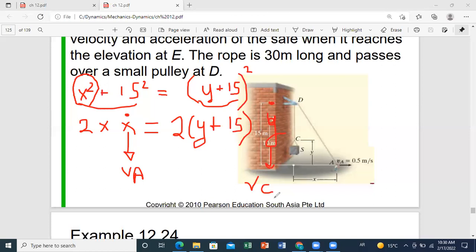Okay, and in particular, they told me what will be the velocity of C when I will reach an elevation of 10 meters. So I want to find velocities at this position. Now, VA is a constant. It's not changing. However, VC is varying. How can you explain this? VA is not changing in magnitude, but VC is changing in magnitude. Due to what?